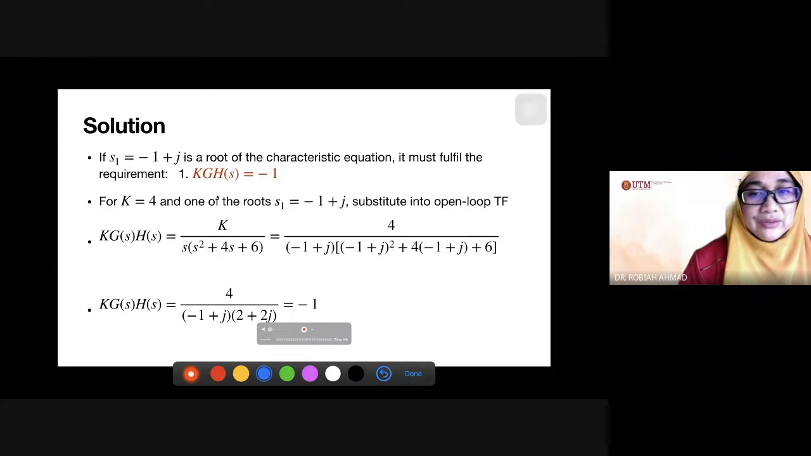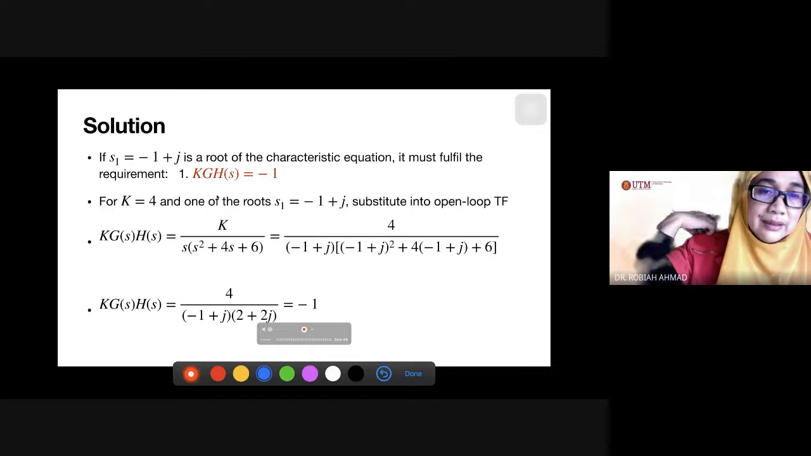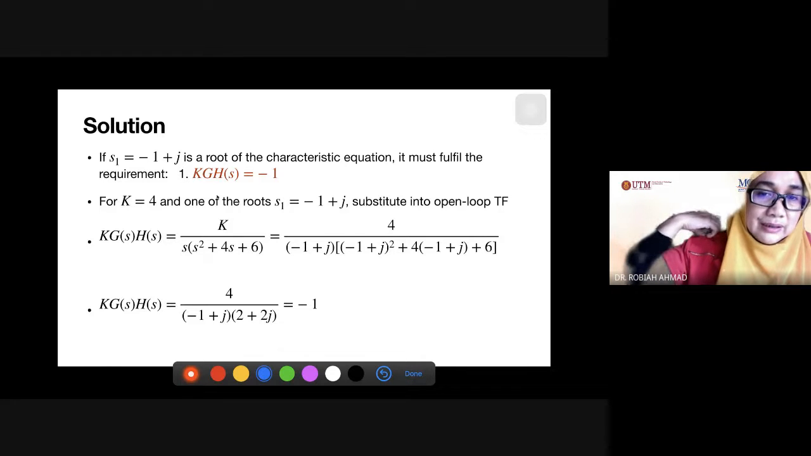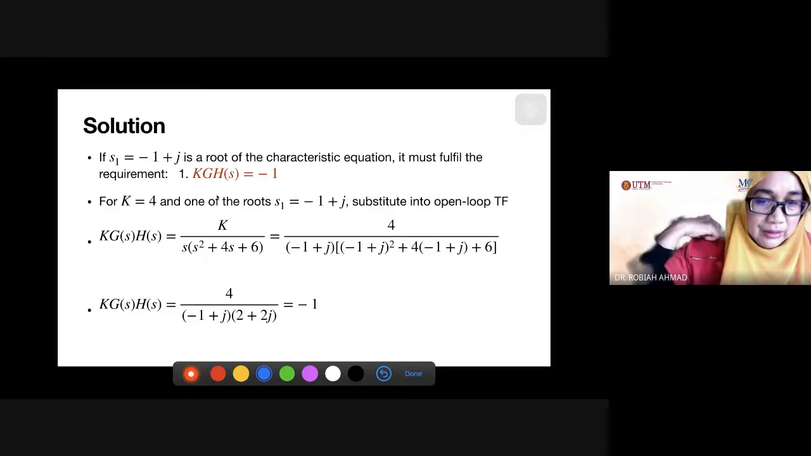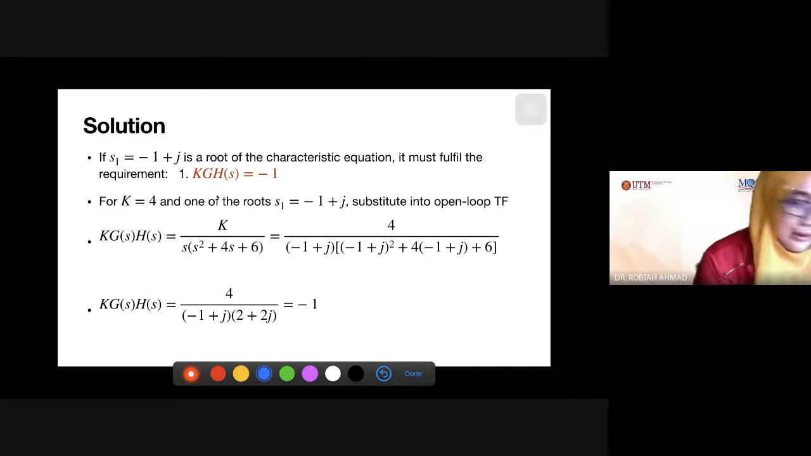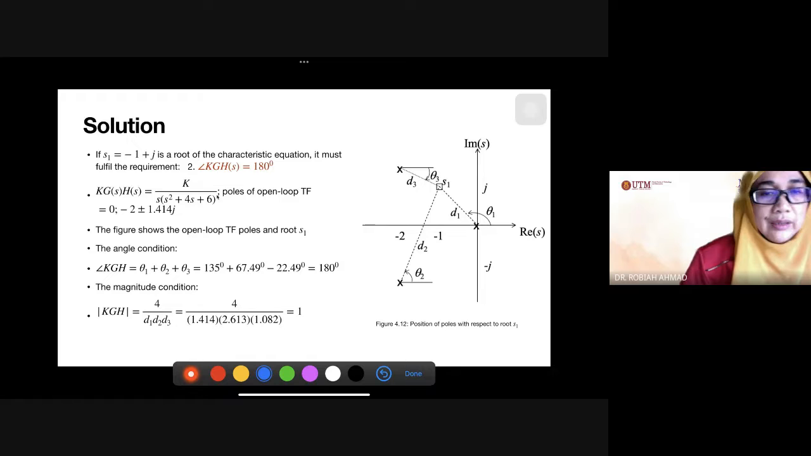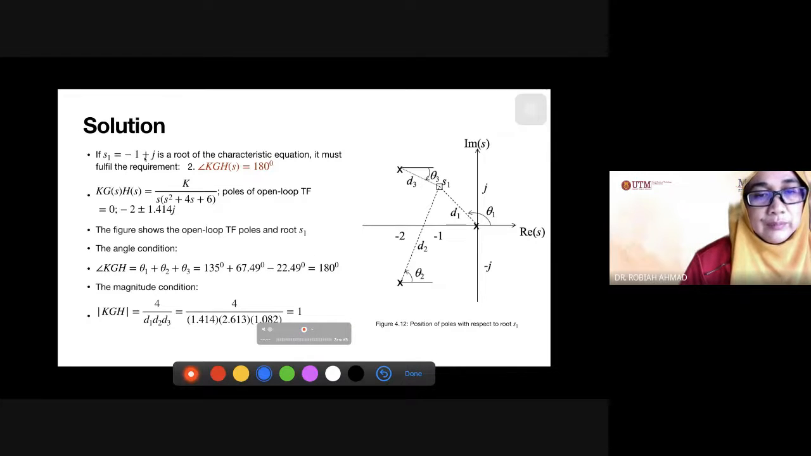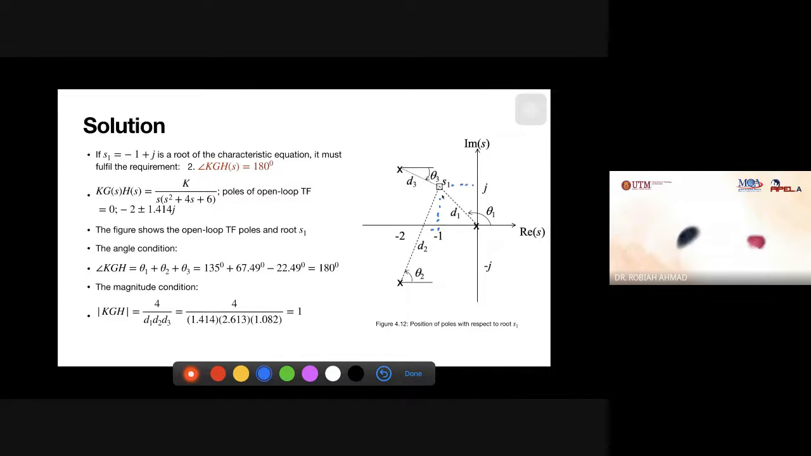Okay, so this is the first characteristic, as I mentioned just now about angle and magnitude characteristic. So what does it mean here? Actually, what it means is that if s equals minus 1 plus j is a root of the characteristic equation, that is, say this one is -1, this one is j. So S1 is our root.